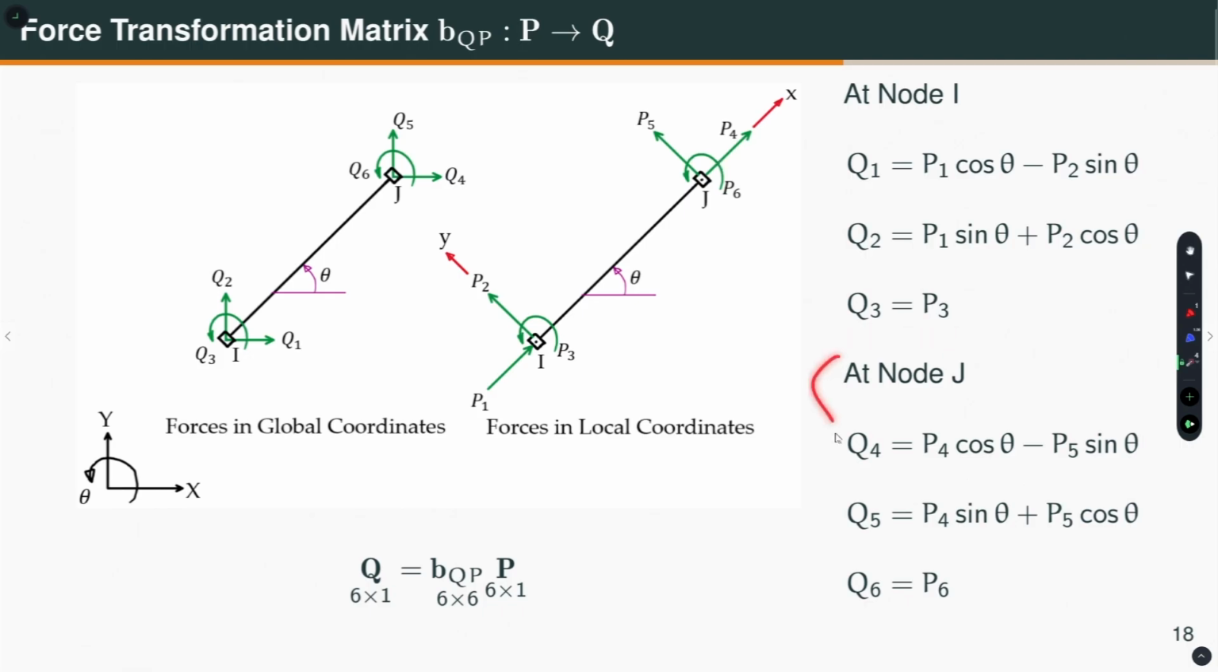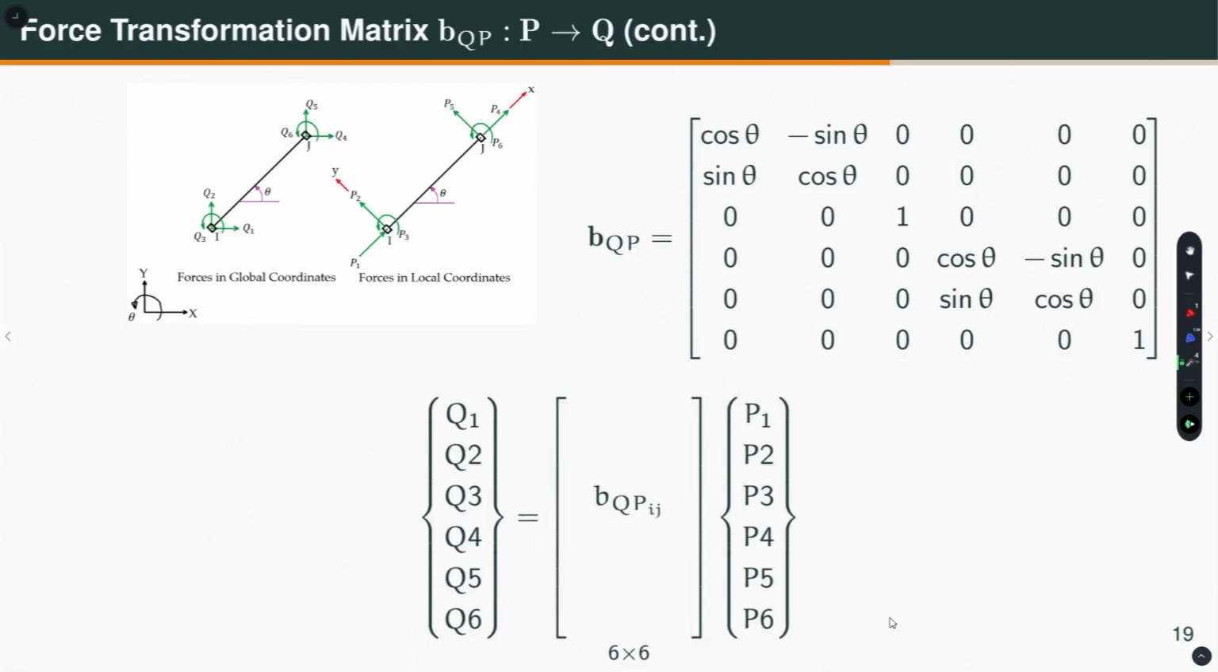Similarly, you repeat the same thing at node J. Now I have a relation between the capital Q's and the capital P's, which is what we are looking for. Capital Q is equal to BQP into P. That means I am taking these forces P and going to the global forces capital Q. Writing this equation in matrix form gives me BQP, which is cos theta, minus sin theta, zero; sin theta, cos theta, zero; and zeros with 1. You are quite familiar with this BQP. This transforms the local forces to the global forces.